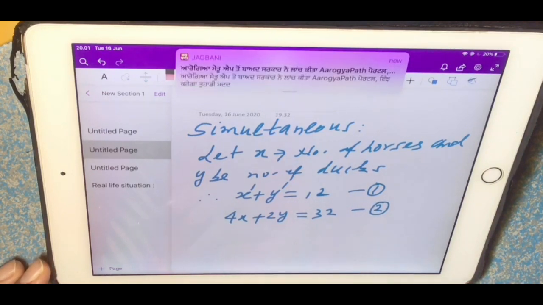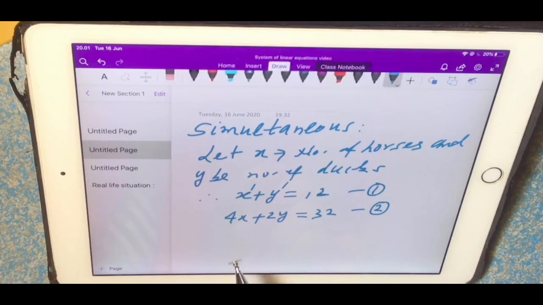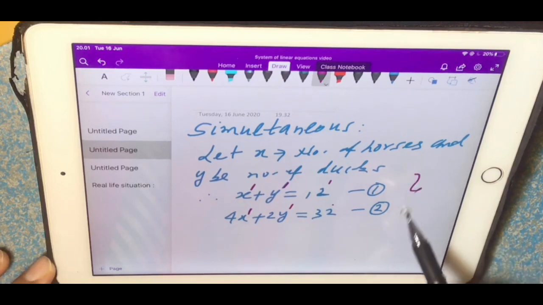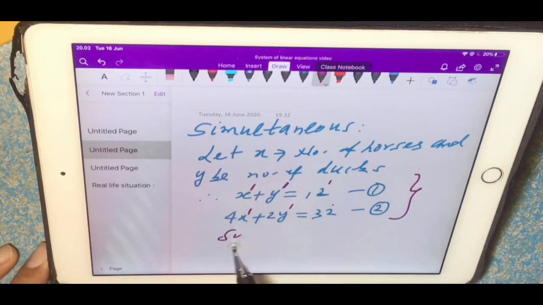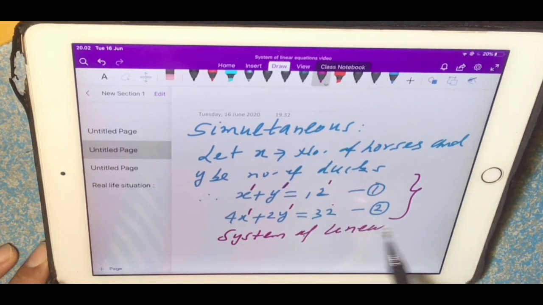The first one is a linear equation, the second one is a linear equation between two unknowns. You can see that in both equations the highest power of the variable is 1, and there is a constant and an equal to sign. Therefore, when we take two linear equations in two unknowns together, they are known as simultaneous equations or a system of linear equations.